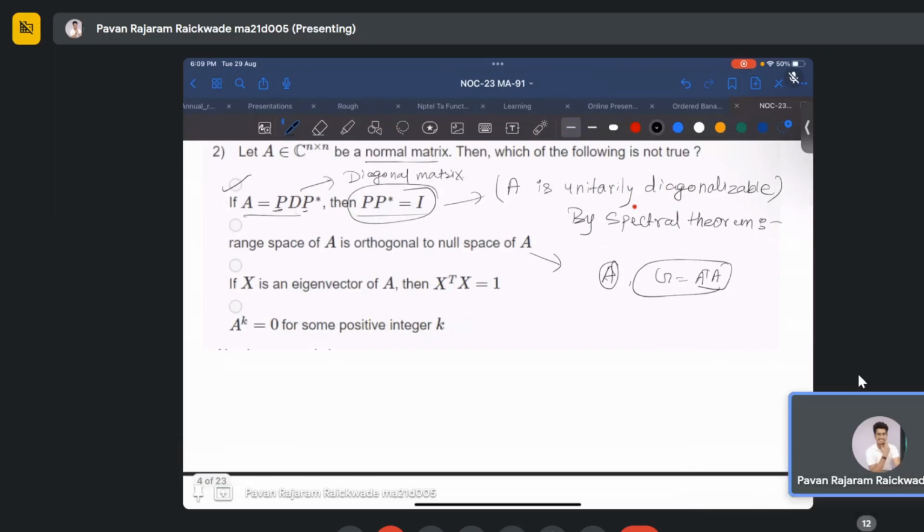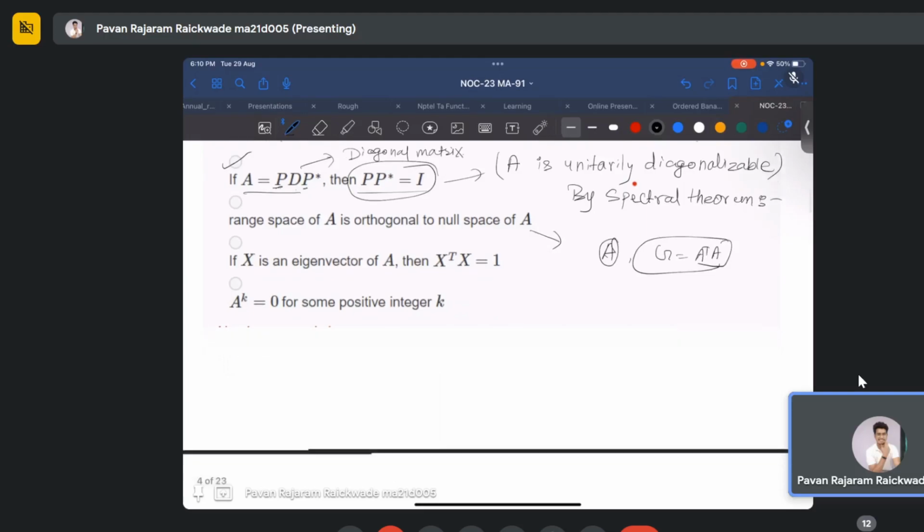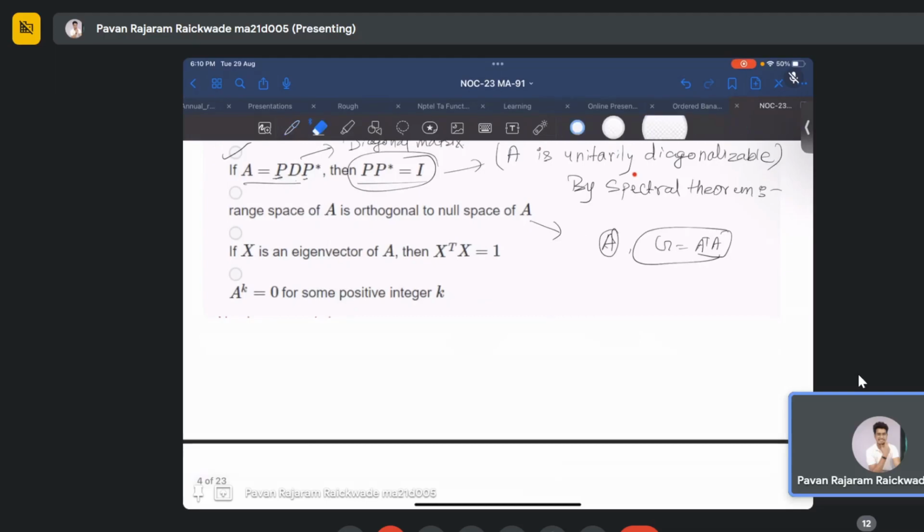But I think something you can relate. Yes, here, I think the range and null space of the Gram matrix is the same as the null space of A. But that's just more details. We don't need that much detail here. We can do it in a simple sense.